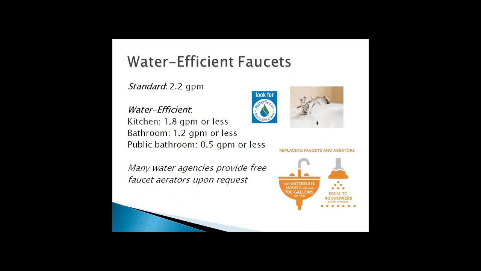So water efficient faucets, your standard across the board usually gives you about 2.2 gallons per minute. However, if you install a water efficient WaterSense, always look for the WaterSense logo when buying a water efficient appliance. Kitchen, because you use it all the time, it's usually going to be about 1.8 gallons per minute or less. The bathroom, about 1.2 gallons per minute or less, and public bathrooms, about 0.5. Many water agencies, and I would strongly recommend checking with your own, provide free faucet aerators upon request, and other things that can help with this as well.